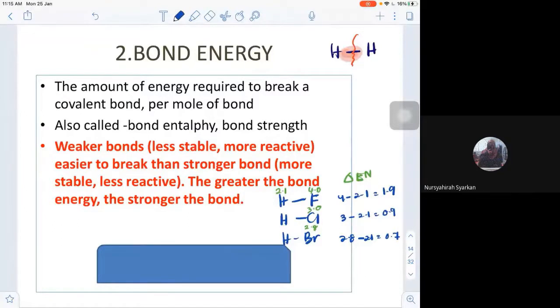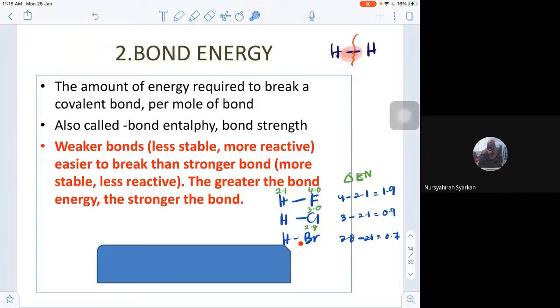So the greater the difference in the electronegativity between the two bonded atoms, the stronger the bond between them becomes. That can be observed by these values. The delta EN that is highest is in HF, followed by HCl, and then HBr. So this bond is the strongest one, and the weakest one is this bond.